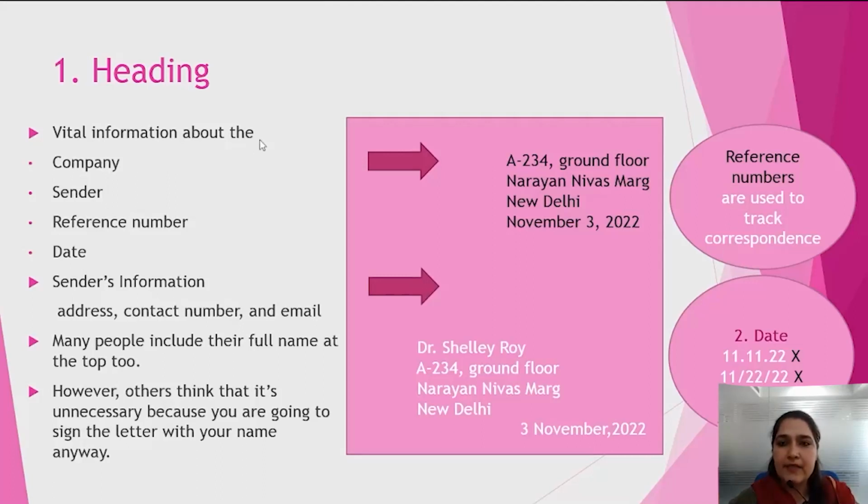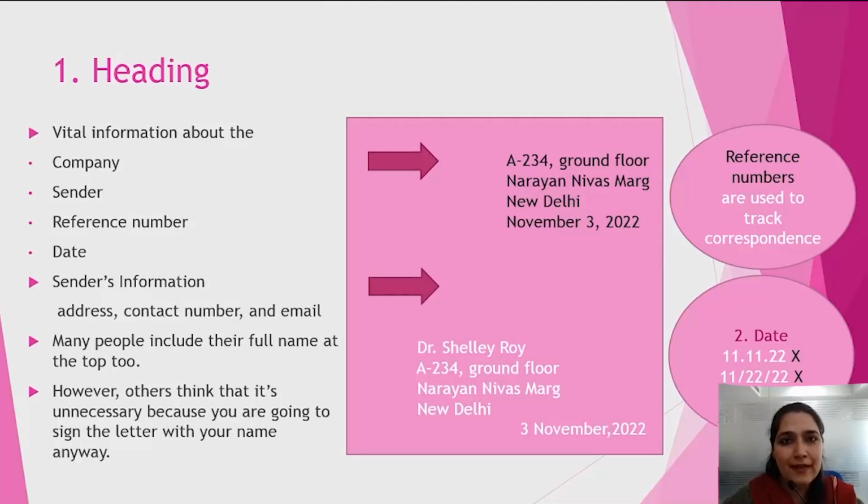Now there's an element here where you can see the reference number. So reference number is usually used as a reference to the correspondence which has already been done. So it is used to track correspondence. Each company, when they are sending out a letter, will write a reference number, and they are going to file it in their internal system.